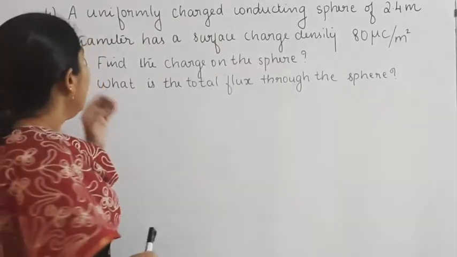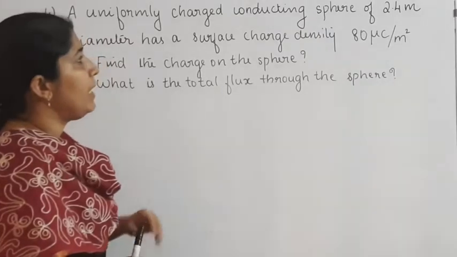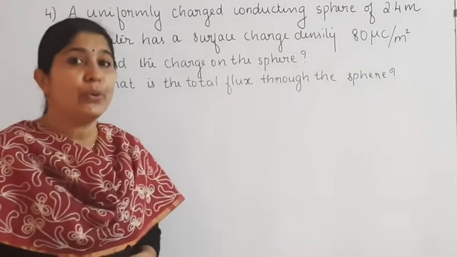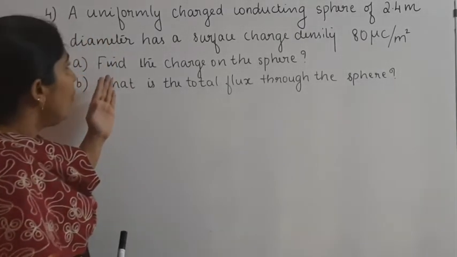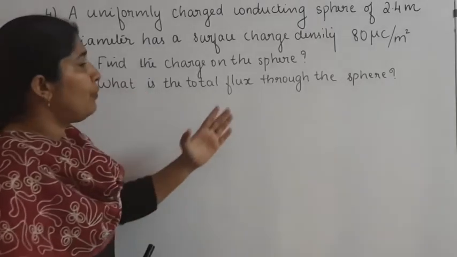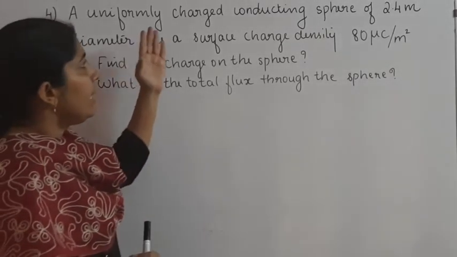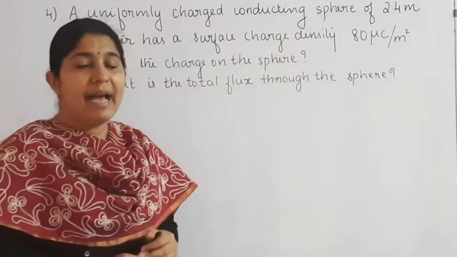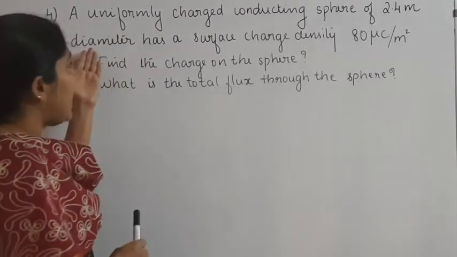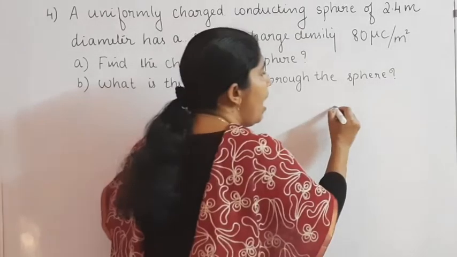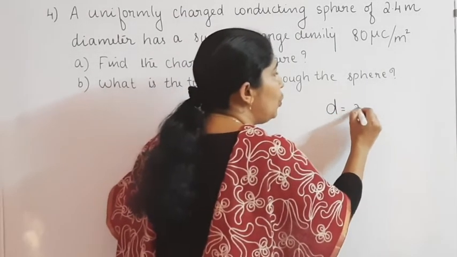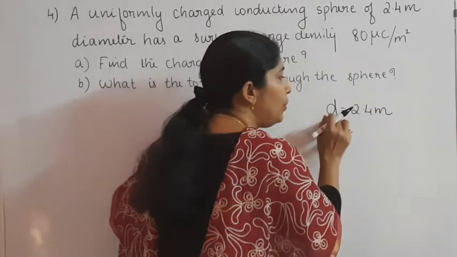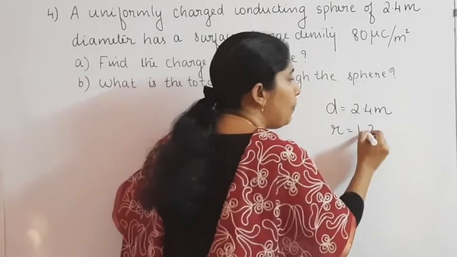Our fourth question. A uniformly charged conducting sphere of 2.4 meter diameter has a surface charge density 80 microcoulomb per meter square. Find the charge on the sphere and what is the total flux through the sphere. Okay. Here, a uniformly charged conducting sphere is there and that conducting sphere is having diameter equal to 2.4 meter. Therefore, what about the radius? Radius is equal to diameter divided by 2. That's equal to 1.2 meter.